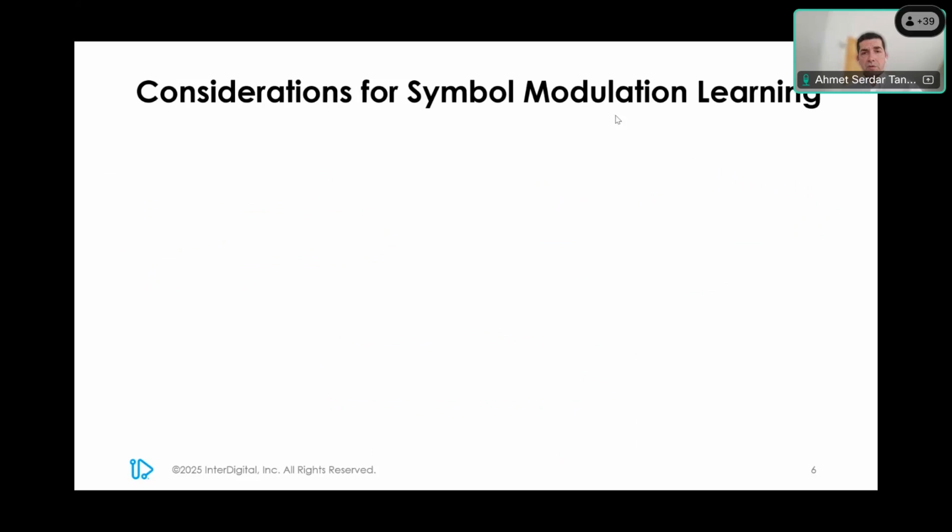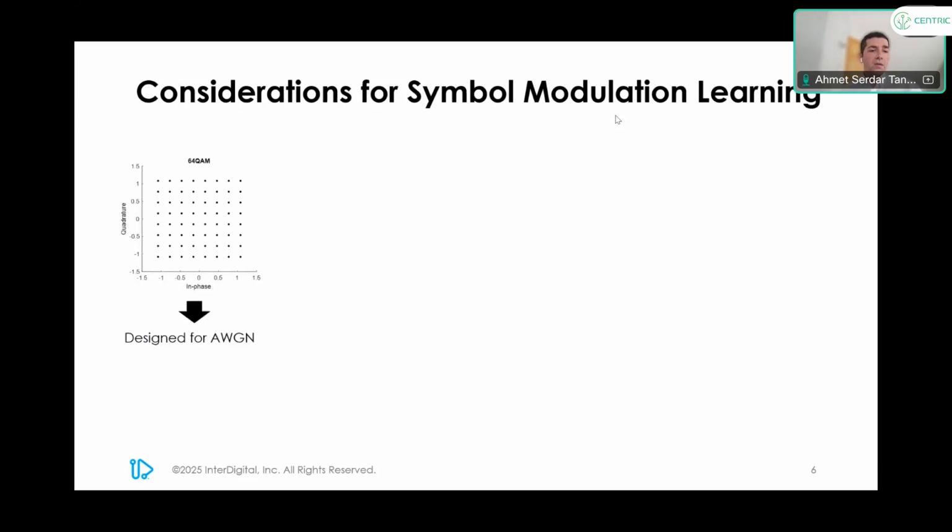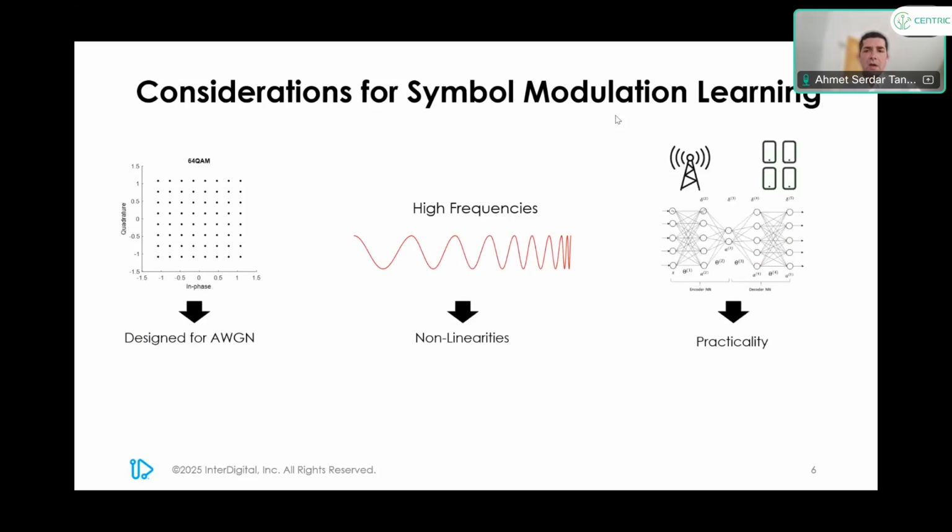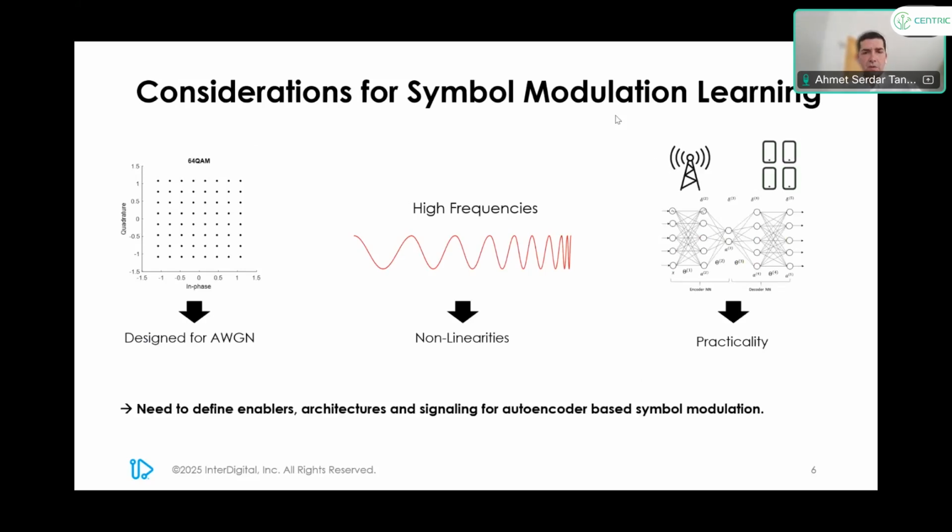For symbol modulation learning, we focus first of all on a block by block method, and this is mainly motivated by the fact that current QAM-based symbol modulations are primarily designed for AWGN, and they are not designed for impairments like nonlinearities that exist in high frequencies. Another thing to consider is practicality. If symbol modulation learning is going to be part of a PHY chain block in future wireless communications, you need to define enablers, architecture, and signaling for this end-to-end design.